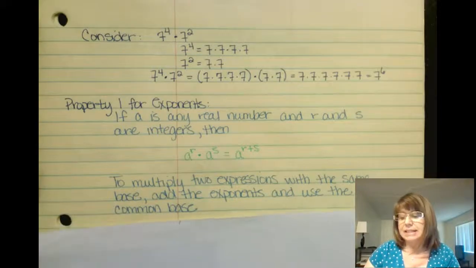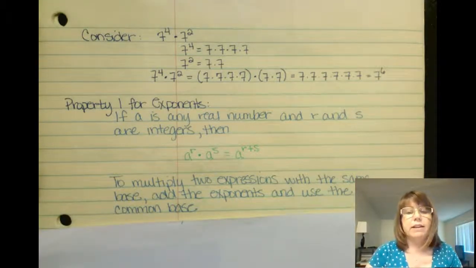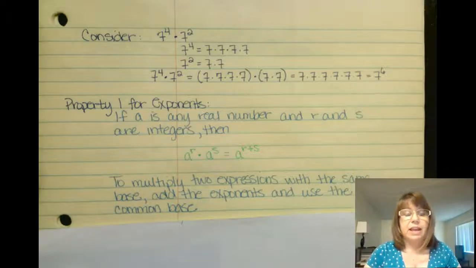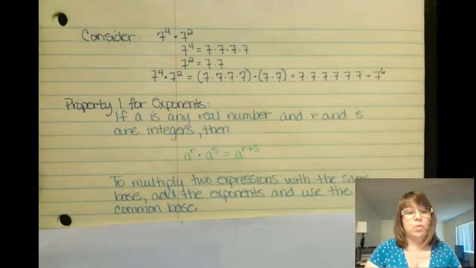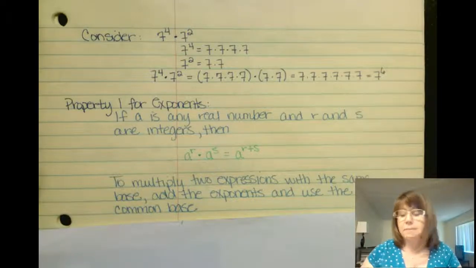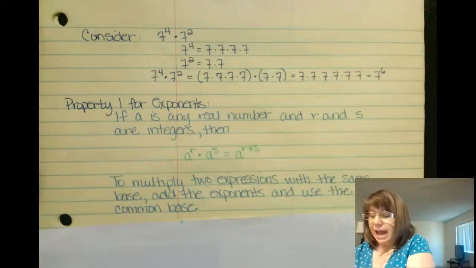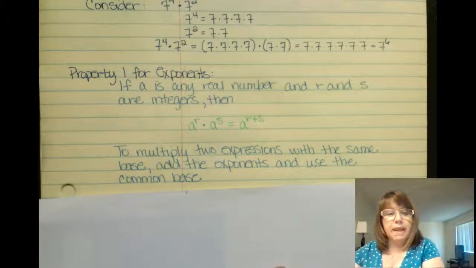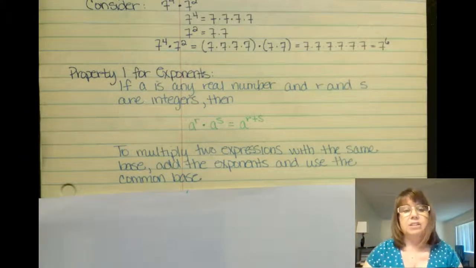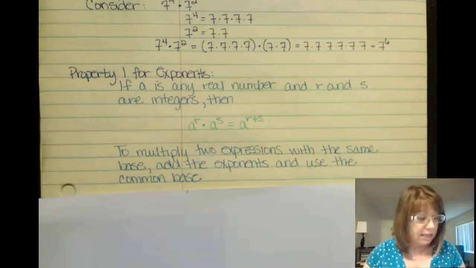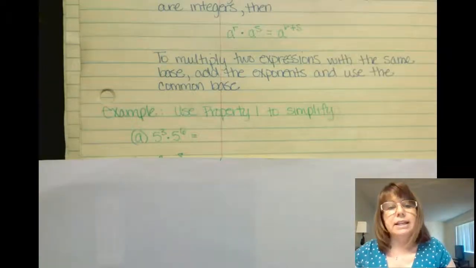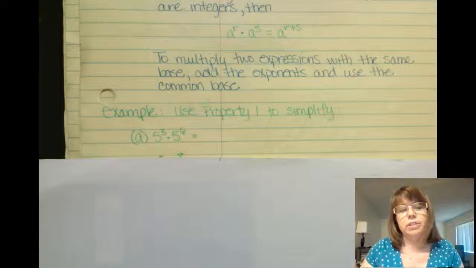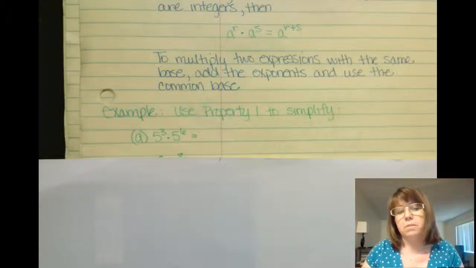If a is any real number and r and s are integers, then a to the r times a to the s is going to be a to the r plus s. When we multiply two expressions with the same base, we add the exponents and use the common base. So again, a to the r times a to the s equals a to the r plus s. So let's use our first property to simplify a couple of these problems.